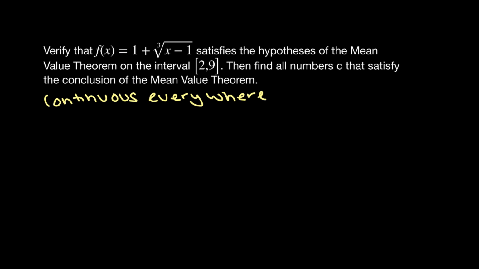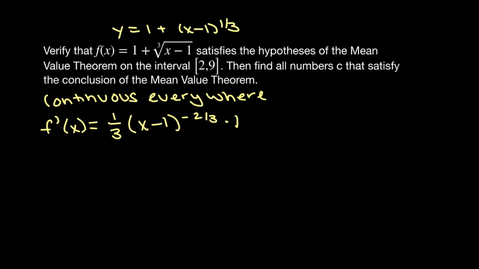This function is continuous everywhere. Radical functions are continuous on their domains, and the domain of a cube root function is all real numbers. So this function is continuous everywhere. Let's see, is it differentiable?